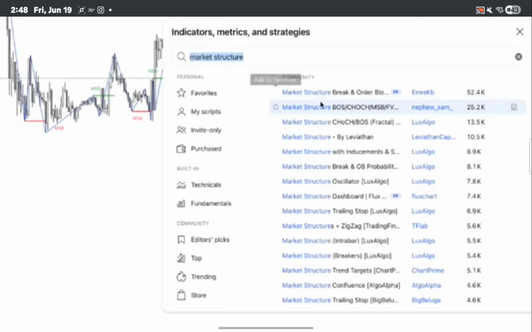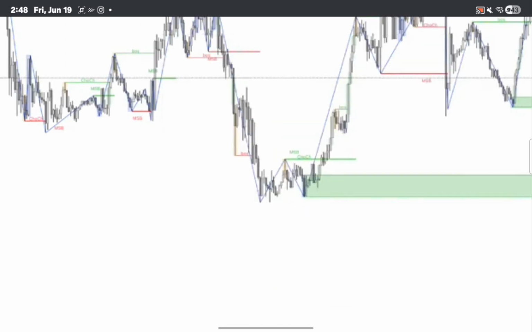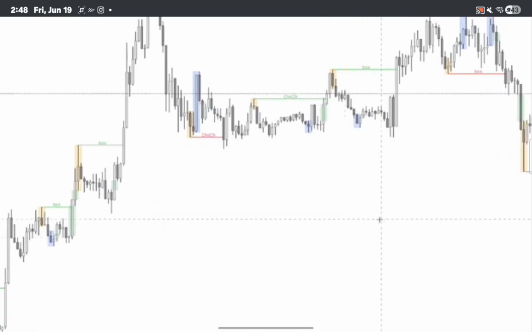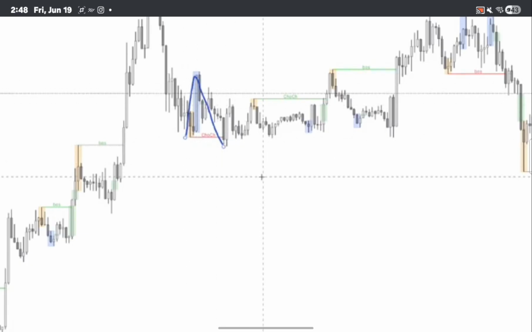Let's take a look at this person's. These are the most common ones. So now we'll remove yours and we'll look at this guy's. So again, another indicator. Okay, break of structure, change of character. How in the world is that a change of character? And then that's a change of character.